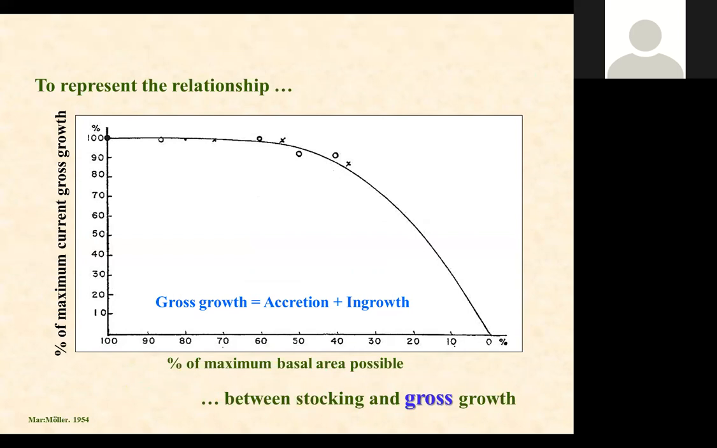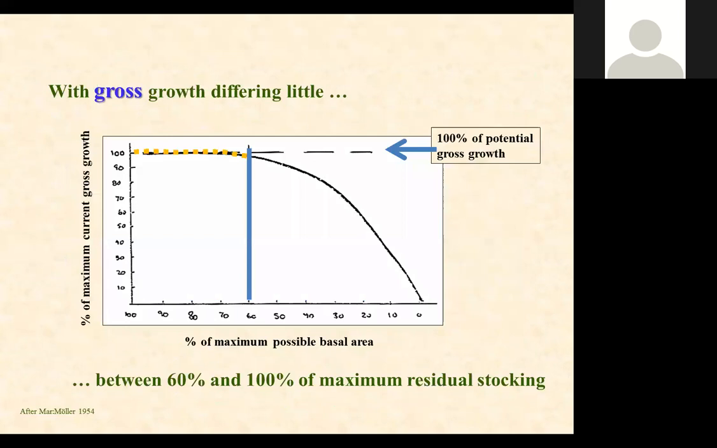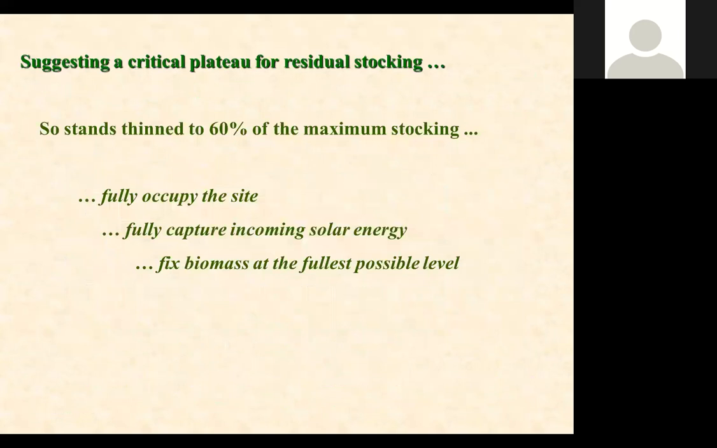And notice from about 60% of the maximum stock up to 100, the gross growth is essentially similar. It's not exactly the same, but it's essentially similar. And you couldn't separate them statistically, one plot from another. So there's an important plateau that between about 60% of the maximum that you could have at a site and 100% of the maximum you could have, you're getting equivalent amounts of potential growth in gross measure. So that's that critical plateau for residual stocking.